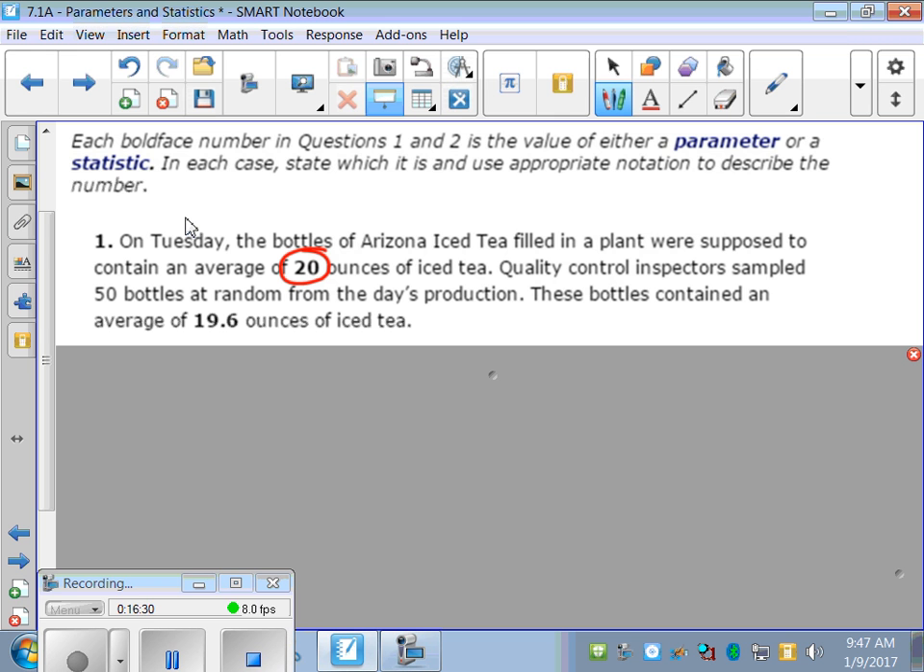So which symbol do we use? When we say average, what are we talking about? Kyle, what do you think? You think P, is that a proportion? Is it like a 0.2? It is mu. So we would say mu equals 20 ounces.